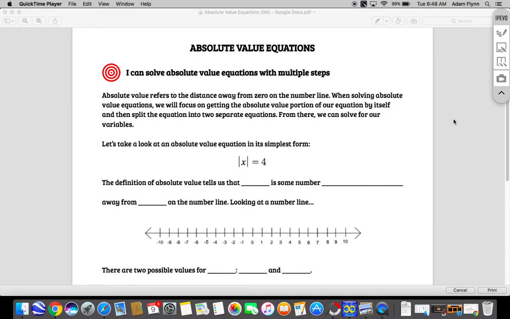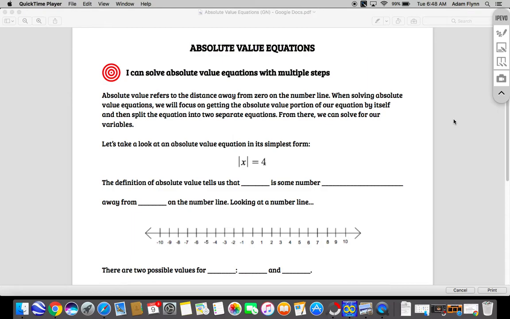This is the guided note video for solving absolute value equations. The learning target is I can solve absolute value equations with multiple steps.